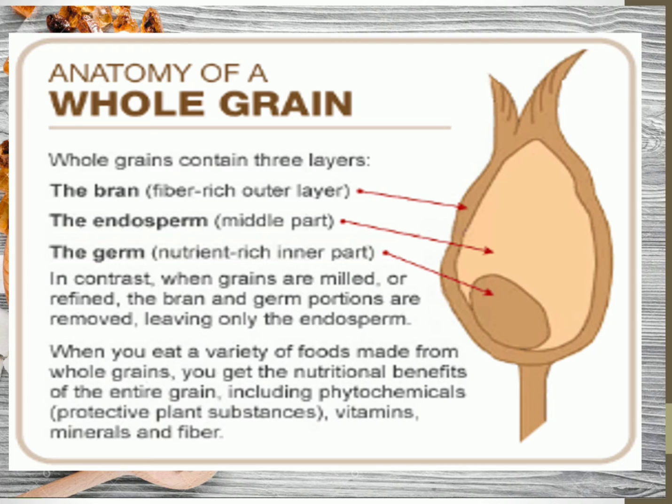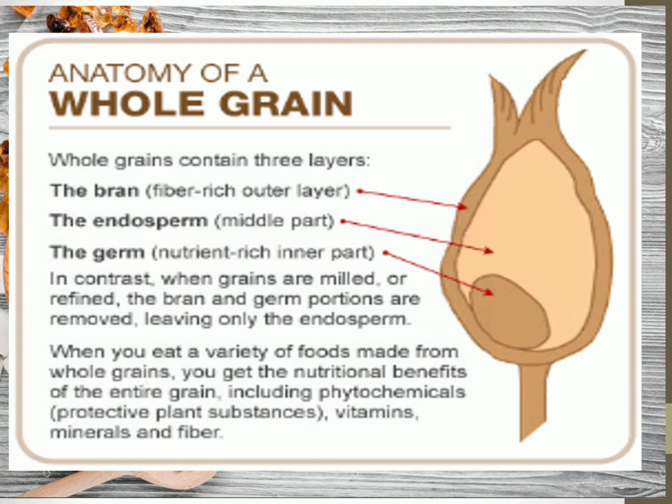The picture shows here the anatomy of the whole grain. Whole grains contain three layers. The bran, which is rich in fiber, is also called the outer layer. The endosperm, which is located in the middle part of the whole grain. The germ, which is rich in nutrients, is the inner part of the whole grain.